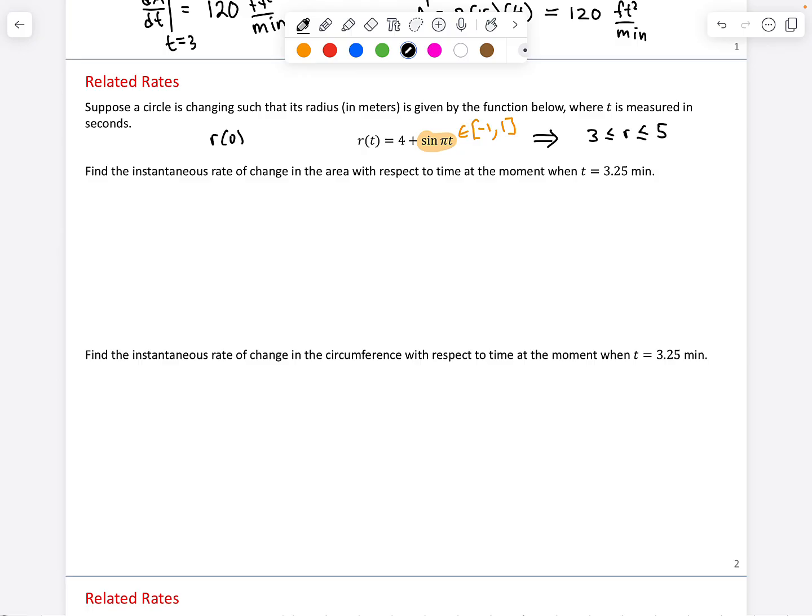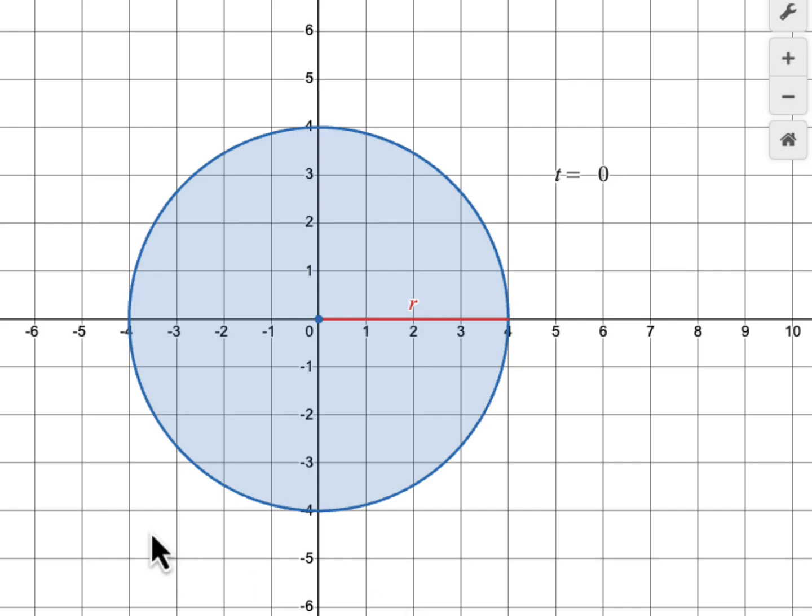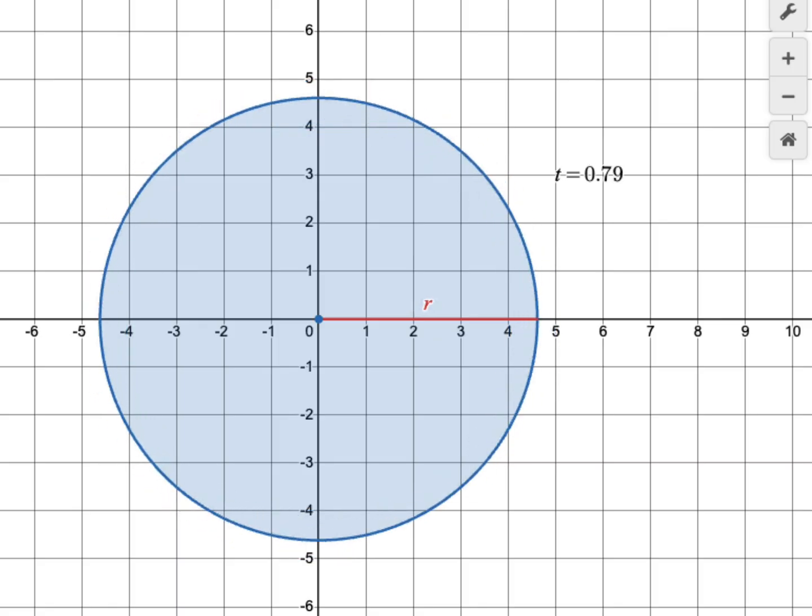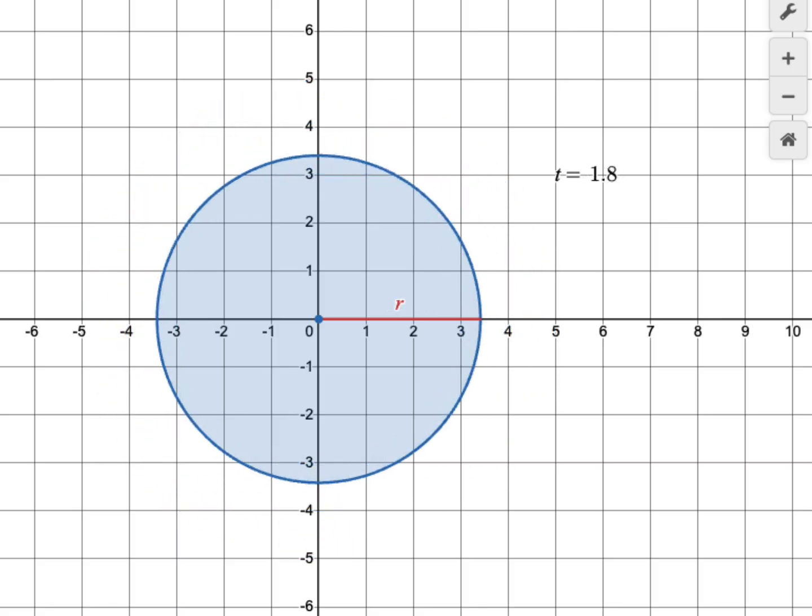Furthermore, at time 0, sine of pi times 0 is 0, and sine of 0 is 0, so the initial radius is going to be 4 meters. Using technology to look at this, we have at time 0 a radius of 4, and then as time advances, we get a circle that's changing in such a way that the radius fluctuates between 3 meters and 5 meters.